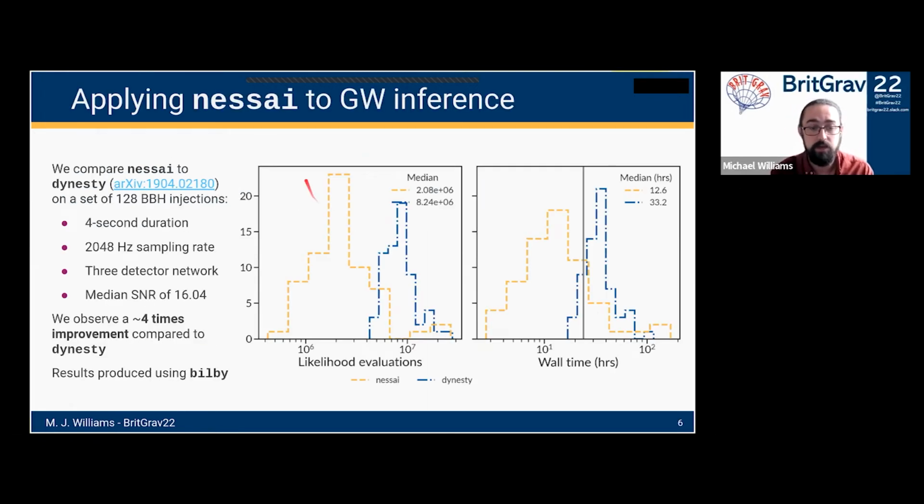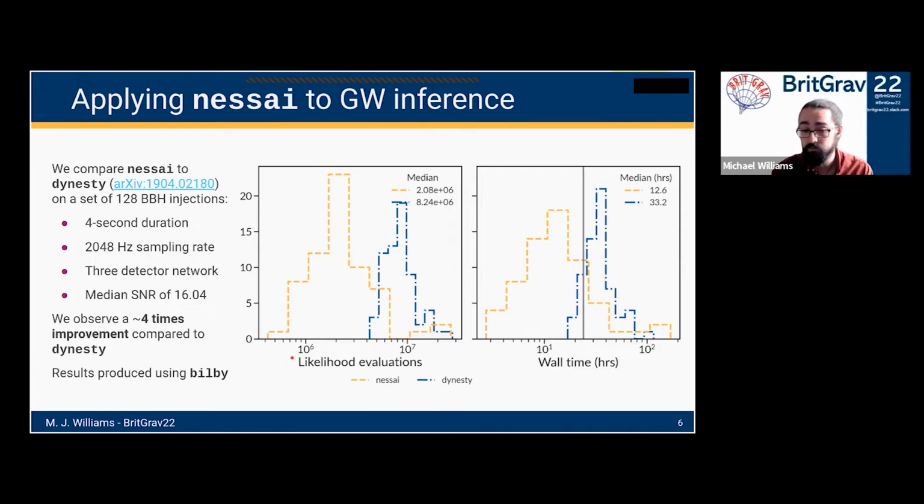We showed in our paper originally that we could apply nessai to gravitational wave inference, specifically for binary black hole injections. We considered 128 injections that were 4 seconds long, sampled at 2 kilohertz in a 3-detector network, with a median SNR of around 16. So these are reasonably loud events, but there are some quieter ones as well. We performed the inference with nessai, and we compared to Dynesty, which is another nested sampler that has been used extensively by the LIGO-Virgo collaboration for a lot of the inference in their recent analyses.